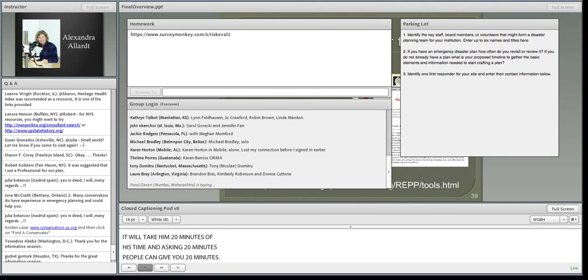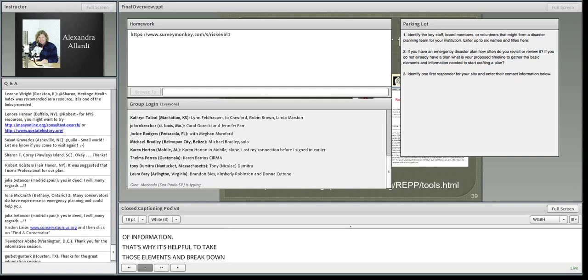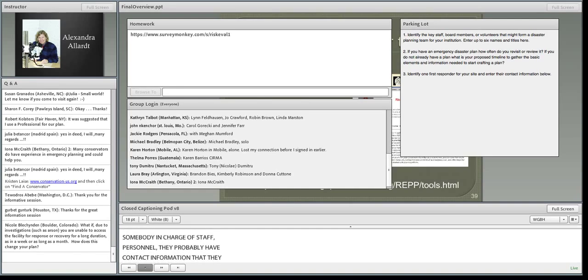That's why it's helpful to take those elements and break down the information you want. So we have facilities. Your collection person probably knows where the collection management database is and maybe those passwords. If you have a human resource person or somebody in charge of staff, personnel, they probably have contact information they can give. And it's always nice to have your director or your senior administrator at least on board, because they might be able to push on the table with a thumb a little bit and give you some support to move this along. So I hope that gives some insight.